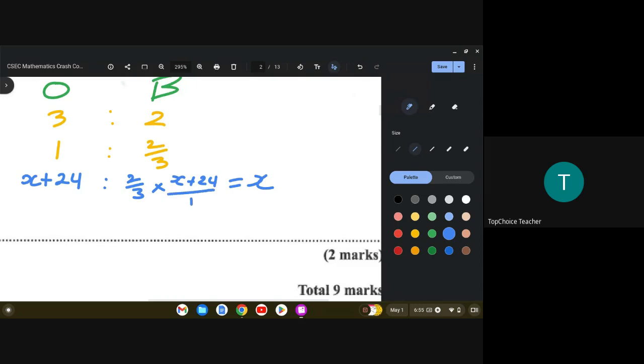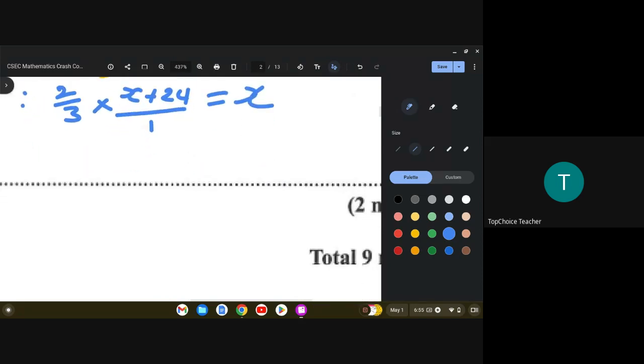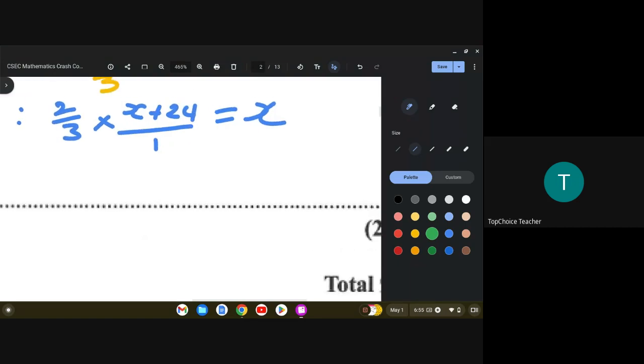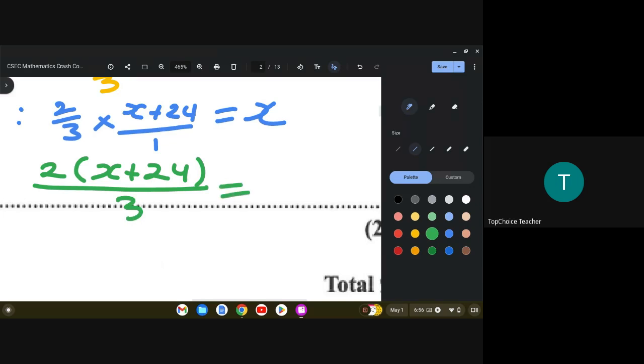Let me show you how I would handle solving an equation that looks like this. Let's just look at the equation for now. Now we have no more ratios to worry about. In a question like this, I want to make my life as easy as possible. Let's multiply the numerators first on this side. We have 2, and I'm putting a bracket to indicate I'm multiplying x plus 24. And my denominator, 3 times 1, gives me 3. And this is equal to x over 1.